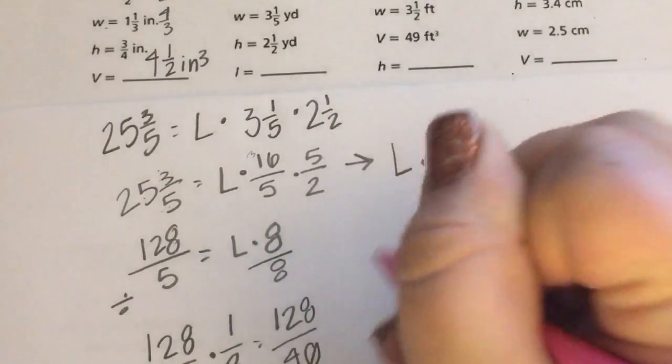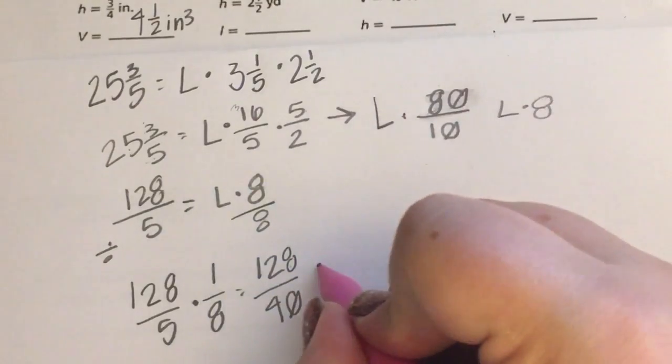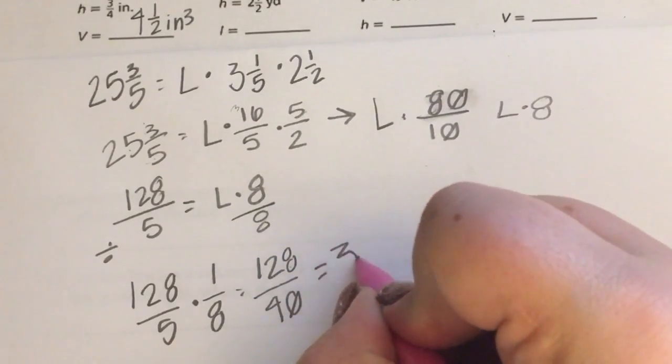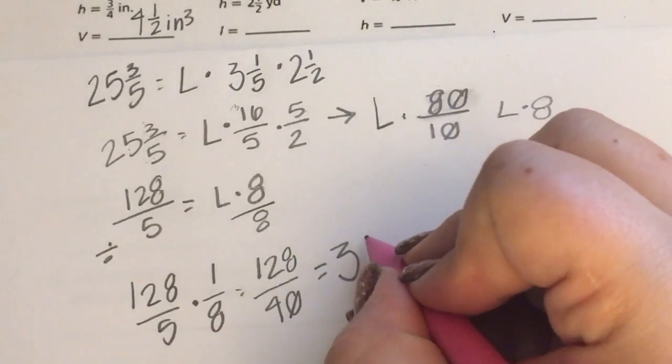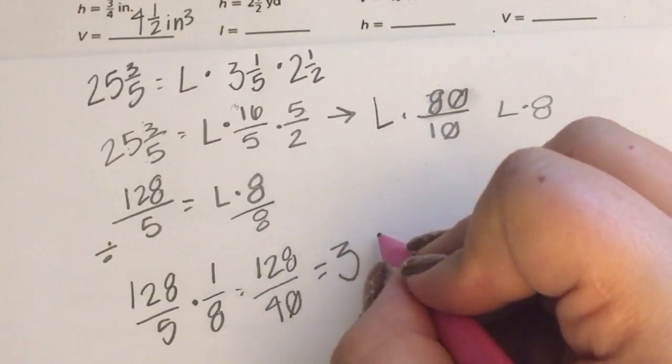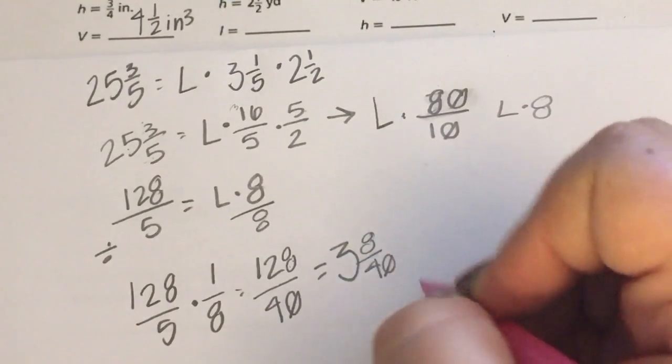128 multiplied by 1 is 128. 5 times 8 is 40. Now I'm going to see how many times 4 can go in there. Now I know 4 can go into 40 3 times because 4 can go into 12 3 times. And I have 8 left over.